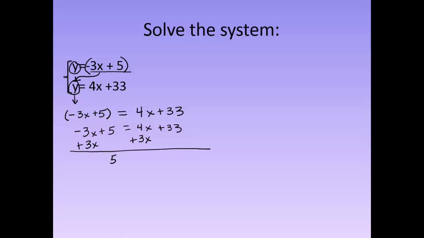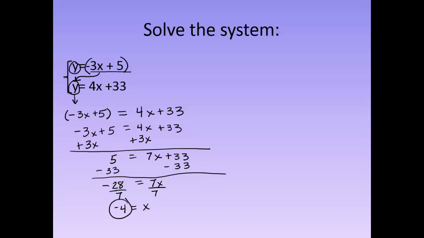What's left is a 5 and 7x plus 33. So now I'm going to subtract 33 from both sides. That gives me negative 28 is 7x. So let's divide by 7 to get our final answer. It turns out that x is negative 4.